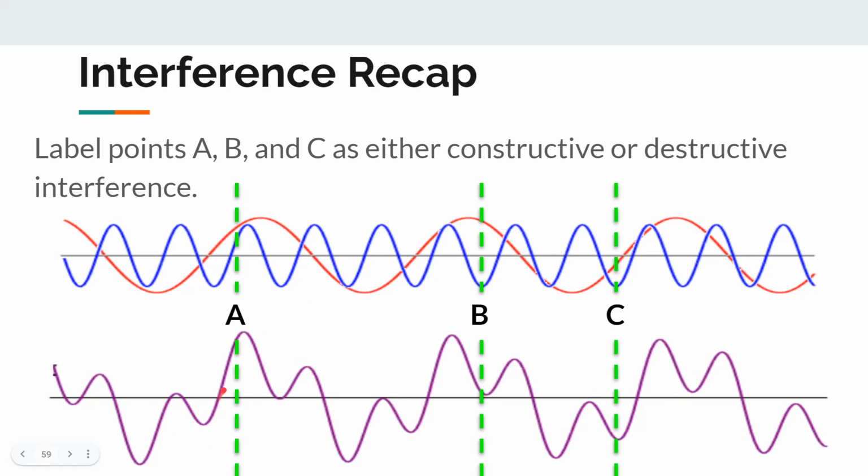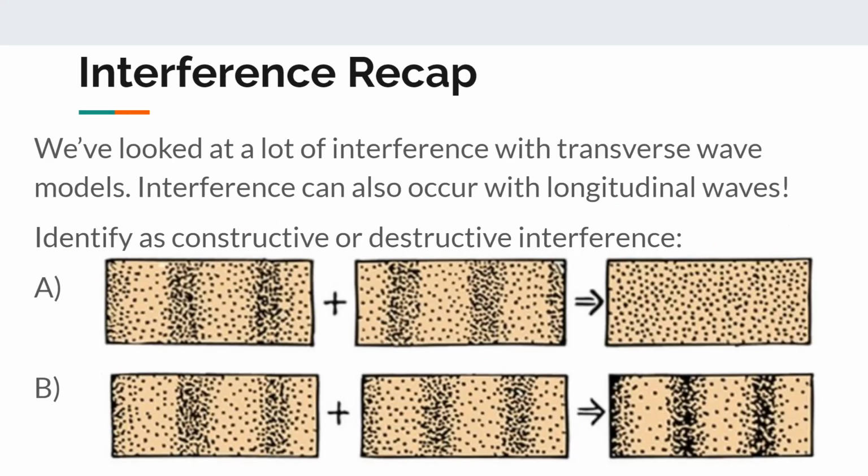You can see the points where they're constructive. You end up with even higher crests or even lower troughs, like here and here at points A and C. And point B, it's almost back to equilibrium again because they're canceling out almost entirely, not quite, but almost entirely canceling out at that point. Okay, so again, be able to identify those.